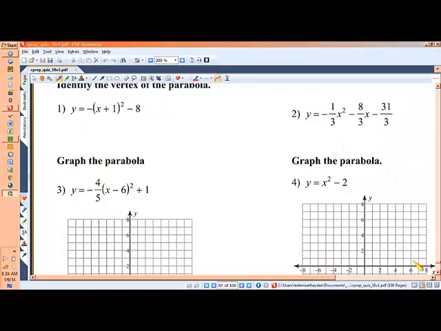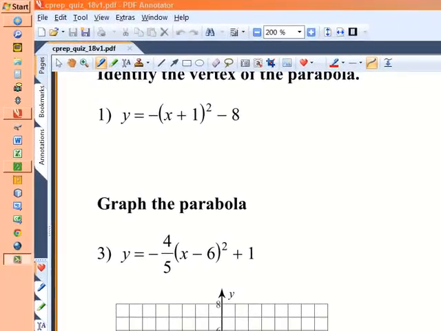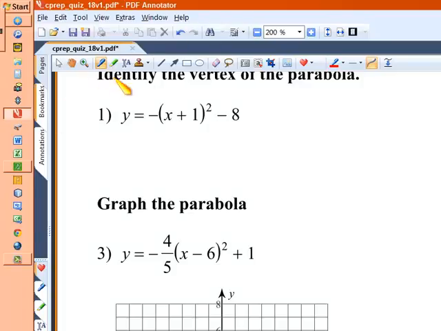Hi there, in this screencast I'm going to identify the vertex of 4 parabolas and then I'm going to graph 2 of those parabolas. Alright, in the first problem here, number 1, I have a parabola that's already written in vertex form, so that makes it pretty easy to determine the vertex. So what do I do?